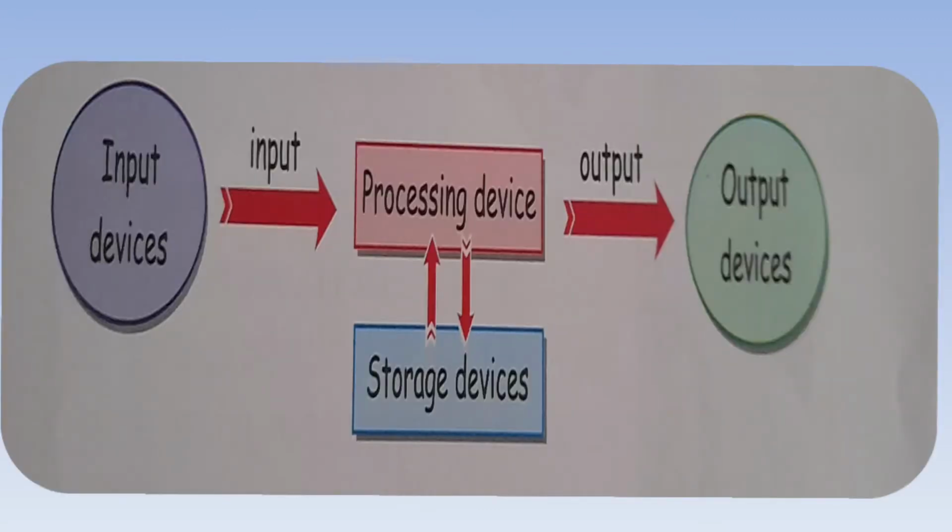Look at the diagram given below showing how these devices are connected to each other to form a complete computer system. This is input device, it inputs some data into the processing device. Data is also stored in the storage device, then it comes out in the output device. This is a diagram of how a computer works.